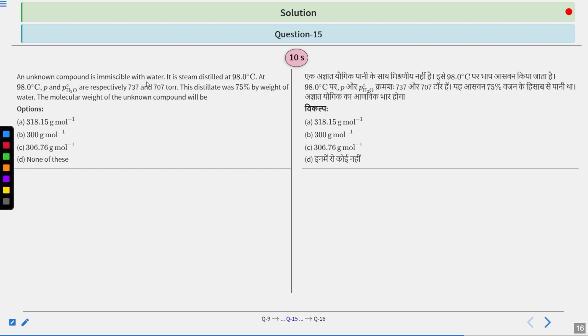In this question it is written that the compound is immiscible, meaning not soluble in water, and at 98 degrees Celsius, P and P0 of H2O are respectively 737 and 707. The distillate was 75% water by weight. The molecular weight of the unknown compound will be, so you have to find it for the solute. Okay, 10 seconds to solve this question starts now.